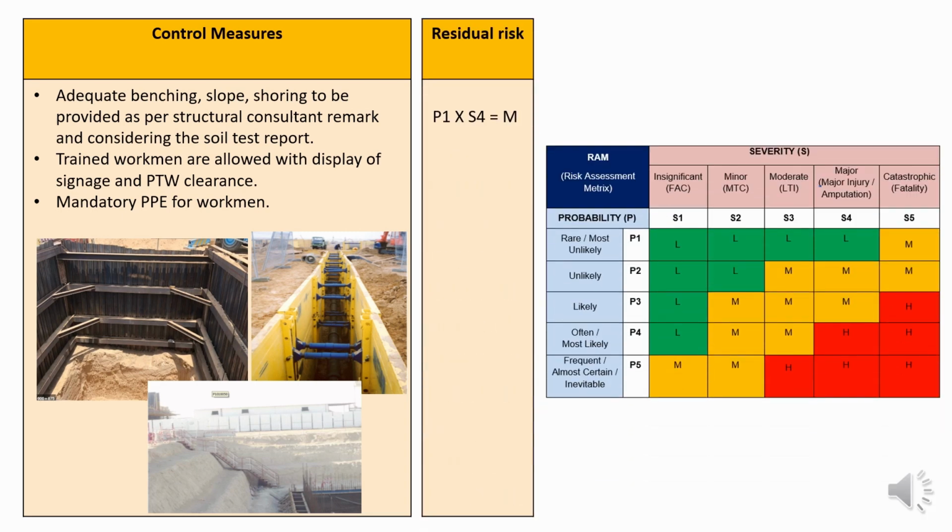So by application of these control measures, the residual risk is P1, meaning the likelihood is P1, and the severity is S4, which is the same as before the control measures. So now we have reduced the risk to the medium level by using the risk assessment matrix.